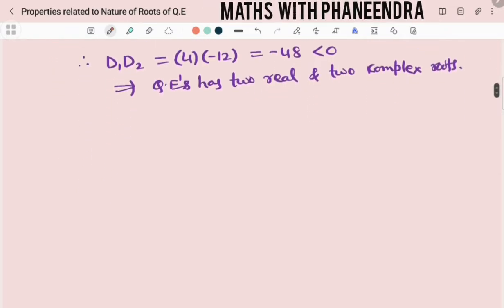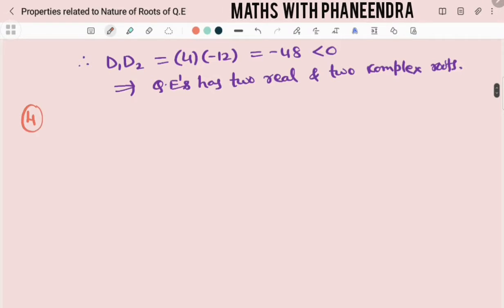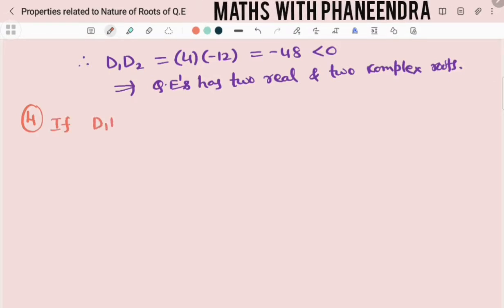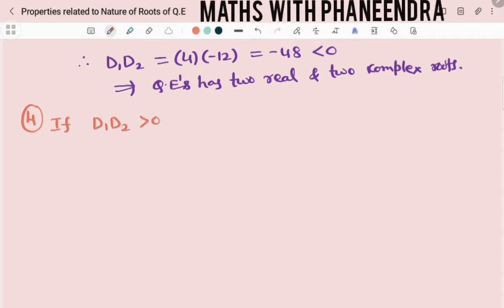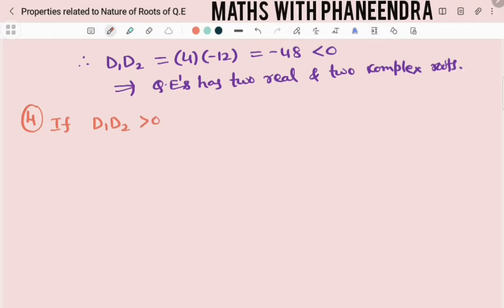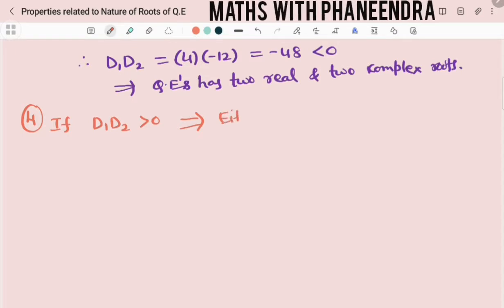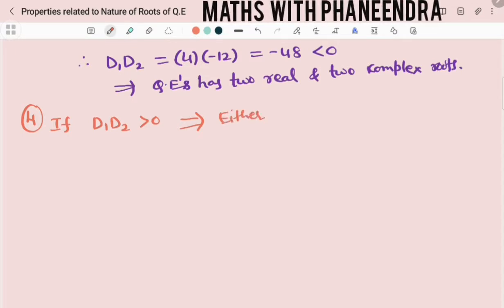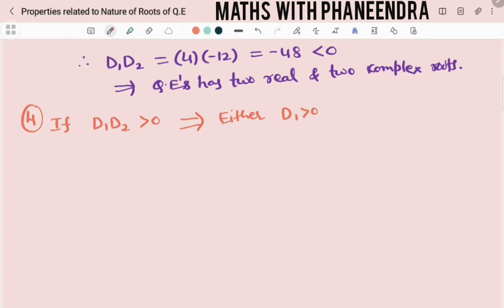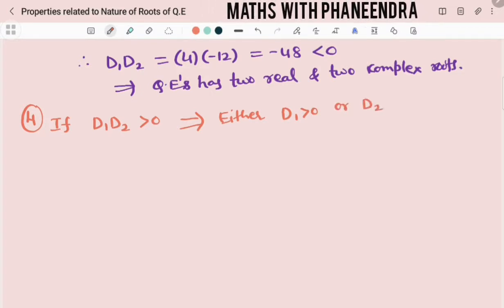So d1 d2 is greater than 0. No need to give an example, I am just giving the property. If d1 d2, the product of discriminants, is greater than 0, then compulsorily either d1 is greater than 0 or d2 is greater than 0.